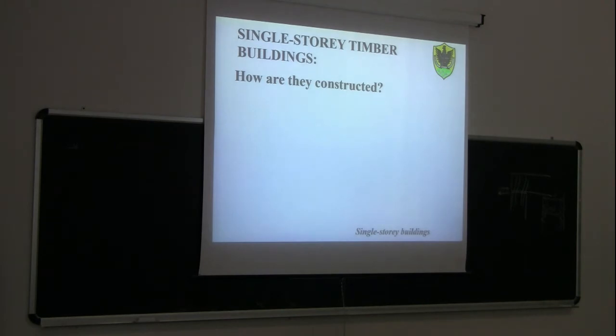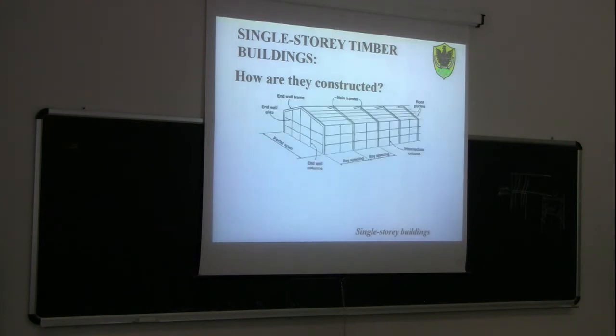First question: how are single-story timber buildings constructed? This is the typical skeleton of a single-story timber building. As you can see, there are some structures repeated. This is what we call the main frame, which is repeated several times. The frames are connected on the roof with the purlins, arcarecci, and they are connected on the walls using these horizontal timber members called girts.